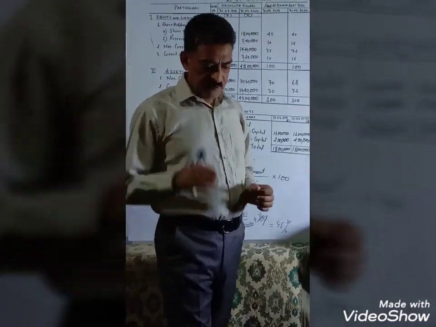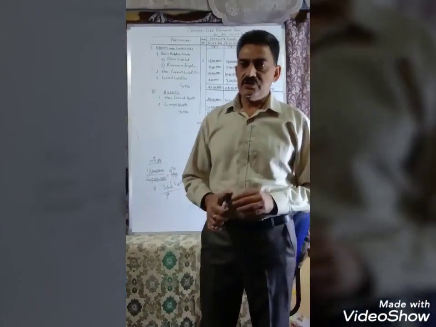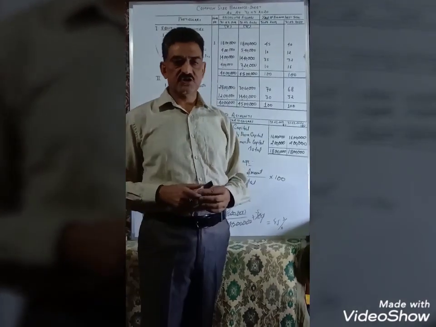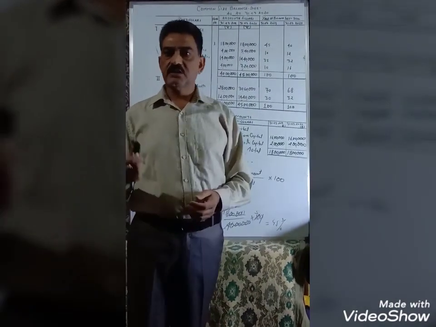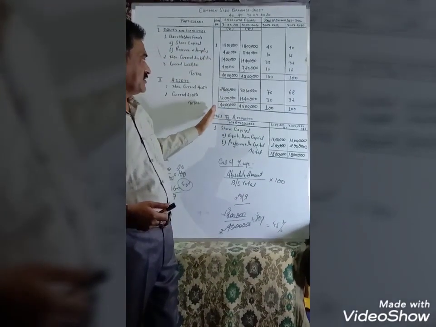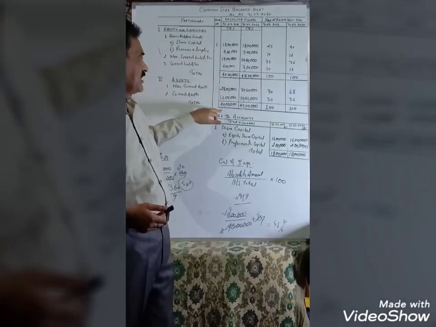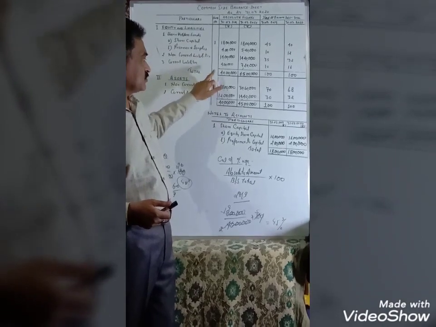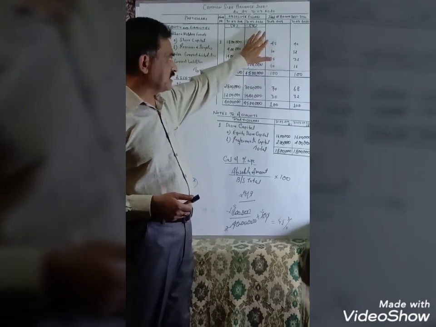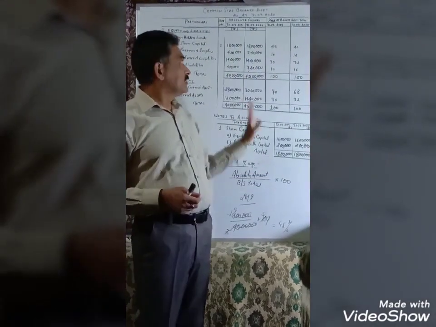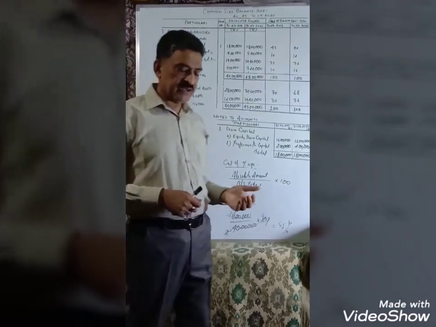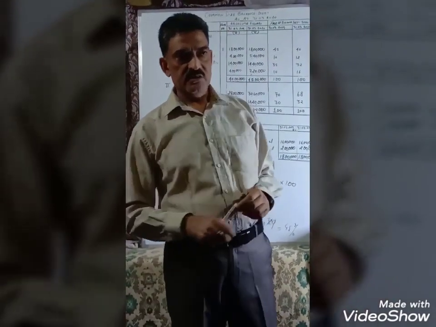For the preparation of a common size balance sheet, we have to convert each and every individual item of the balance sheet into percentage by taking a common factor, that is the sum total of the balance sheet. Every individual item will be divided by the total of the balance sheet and multiplied by 100 to be converted into percentage. Now this balance sheet is for 2 years, 2019 and 2020.